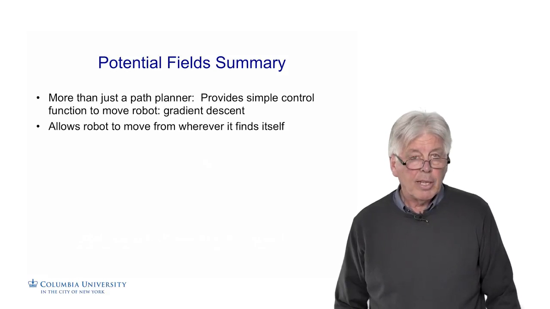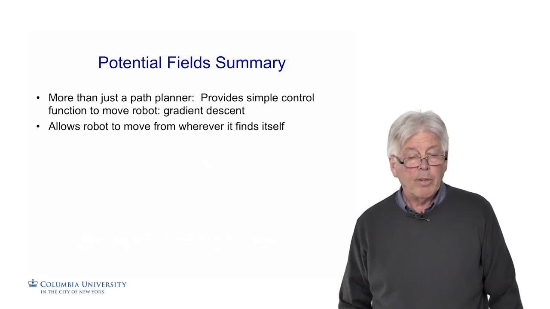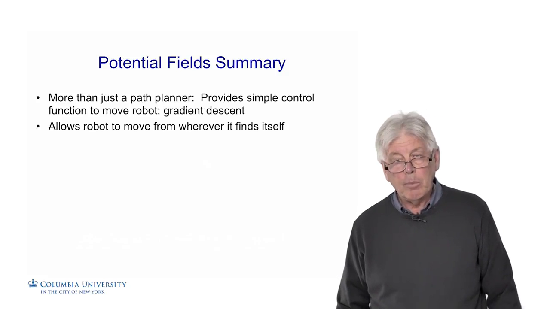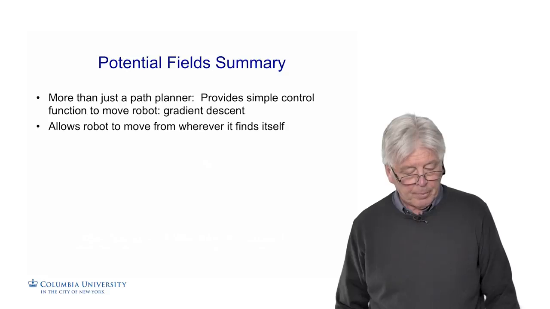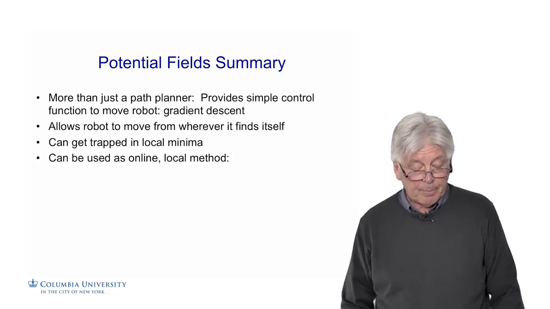It's also good because it always allows the robot to move from wherever it finds itself. You can think of this more as a continuous method, so wherever you find yourself, there's a control point you know how to move unless you're in a local minimum. Which again is the problem. You can get trapped in local minimum.